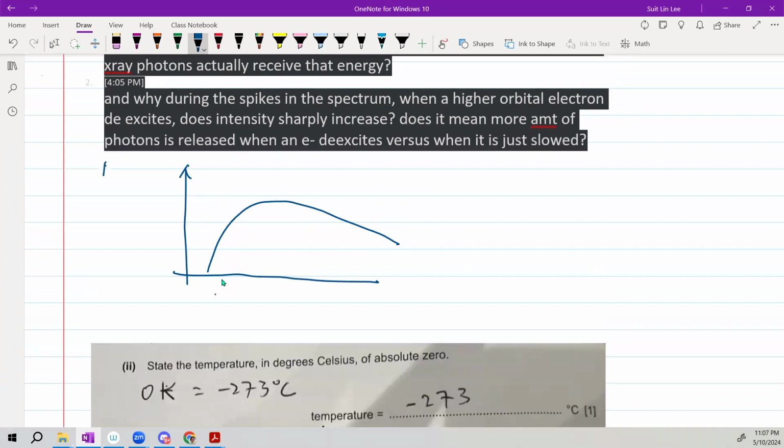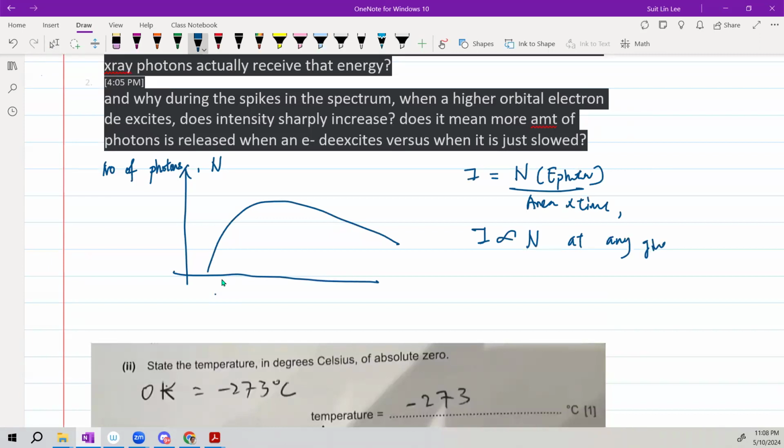So you don't want to write intensity as the number of electrons or number of photons. Intensity is number of photons times energy of one photon, per unit area or per unit time. Assuming that the area of the heavy metal is constant and the time frame we take is constant, then the intensity is proportional to n at any given lambda. Meaning at any fixed value of lambda, the greater the number of photons, the greater the intensity.